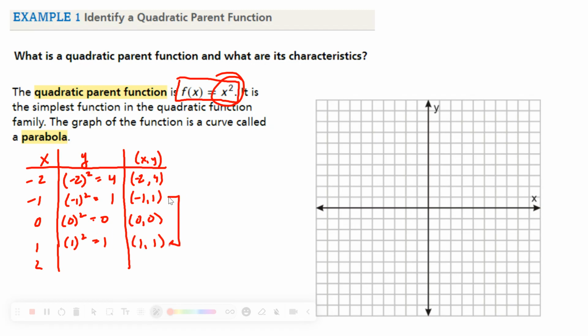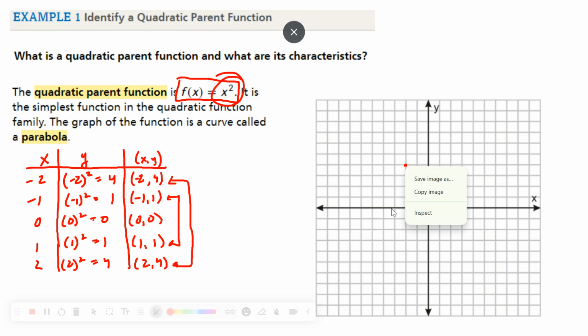Notice the connection here with the same y values. And then when you plug in 2, 2 squared is 4. So 2, 4 is on your graph. Again, notice the similarities with the y values. I'm going to graph these 5 points. So -2, 4, right there. And then -1, 1, 0, 0, 1, 1, and then 2, 4.